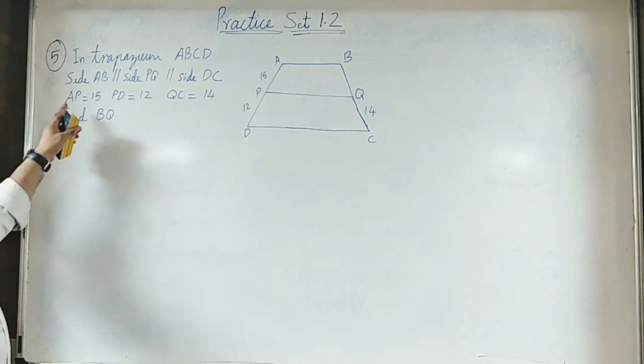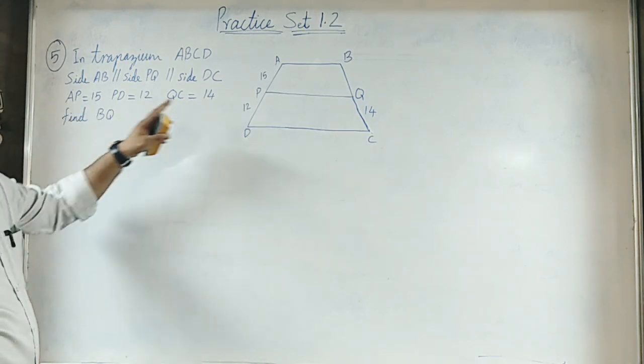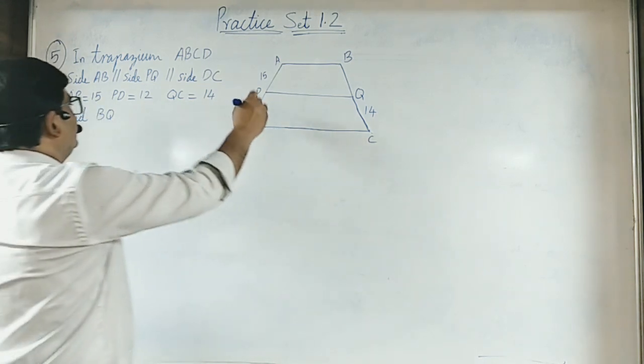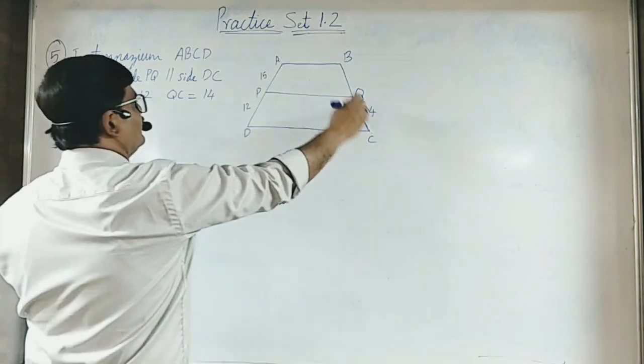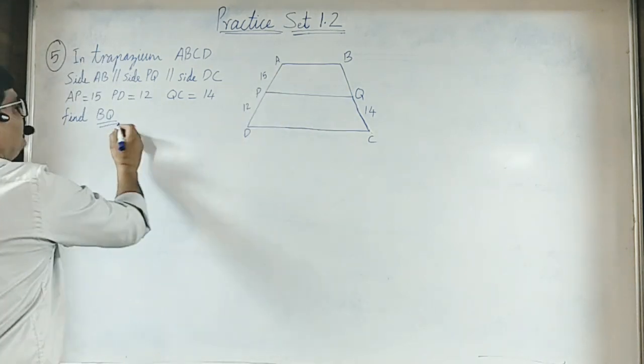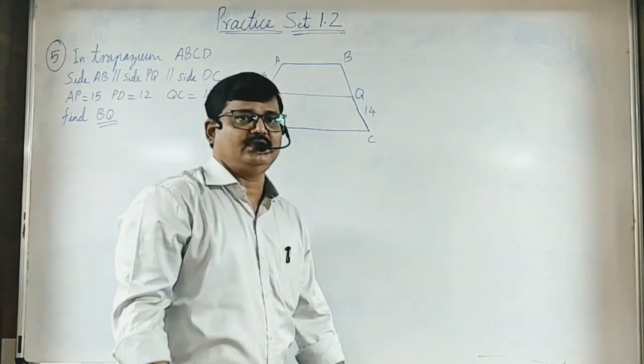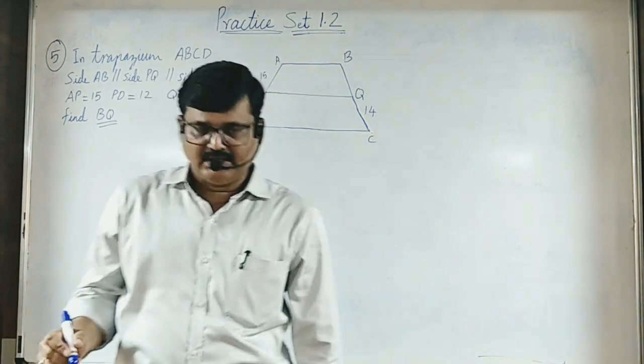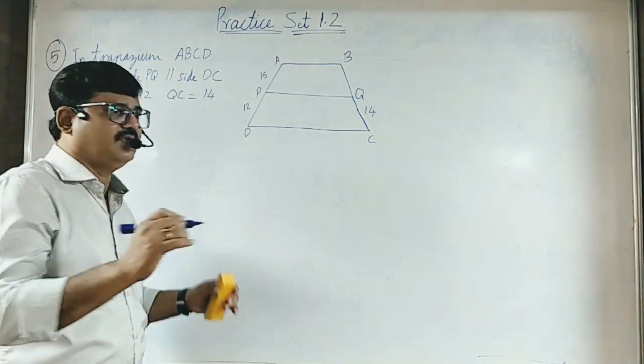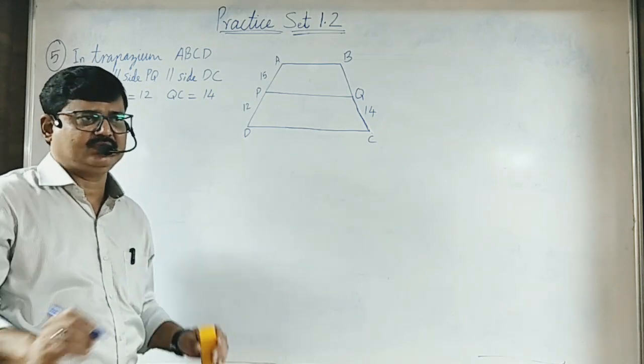They have given AB = AP = 15, PD = 12, QC = 14, and they told us to find the value of BQ. If you see this carefully, it is a very simple and easy thing.